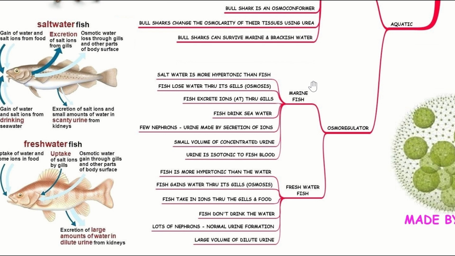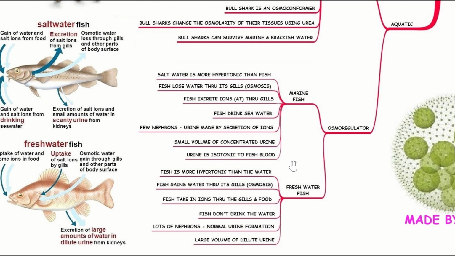Now, marine fish are exposed to the problem where the salt water is more hypertonic than the fish. So fish lose water through its gills via osmosis. Therefore, it needs to drink seawater to get the water, but now it needs to get rid of the salt. And it can excrete the salt through its gills using active transport. It has fewer nephrons, and therefore its urine is made mainly by the excretion of ions. It makes a small volume of concentrated urine, and the urine is also isotonic to the fish's blood.